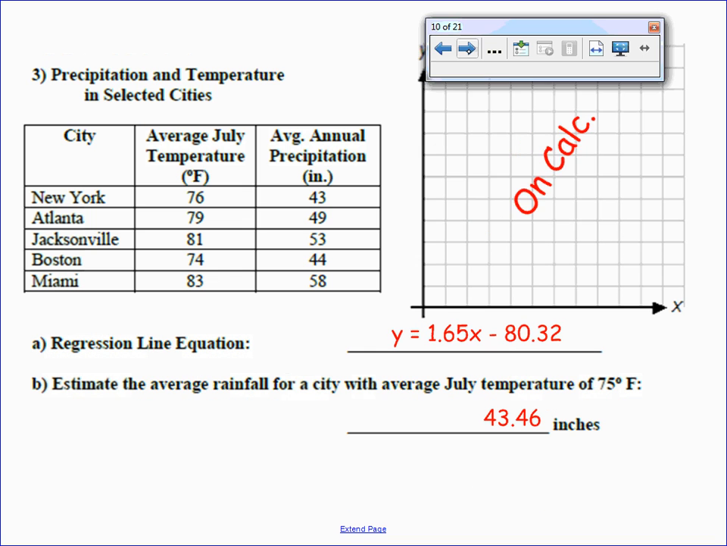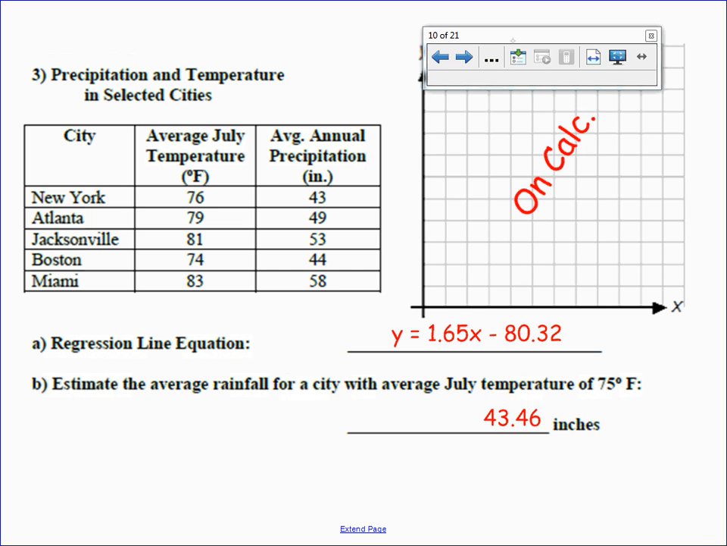Number 3, paired average July temperature with average annual precipitation. On the calculator, you can make the stat plot. My equation was y equals 1.65x minus 80.32, and that made a prediction for 43.46 annual inches of rain if the July temperature average was 75 degrees Fahrenheit for the high.